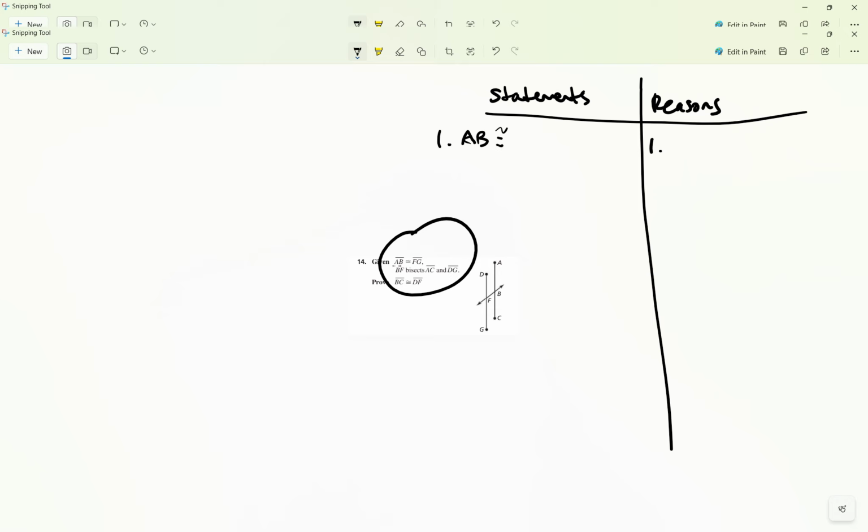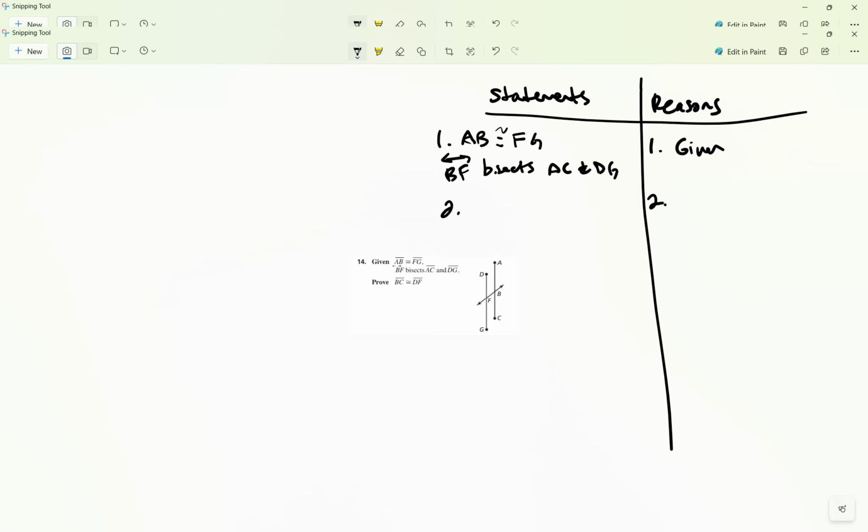AB congruent to FG, and BF bisects, and it's a line, right? AC and DG, okay? And this was given. So, what do we say next? Well, what else can we conclude from the diagram and from the given?